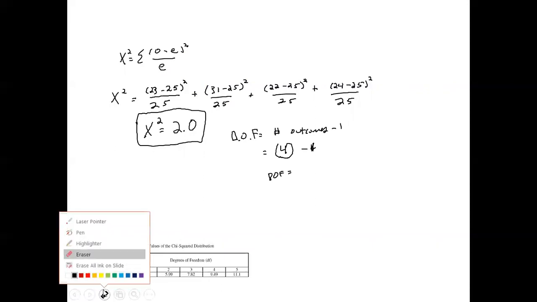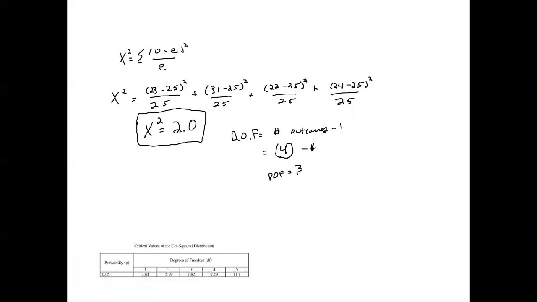A lot of people get here and think the problem is done, but this is what we're looking at. Our degrees of freedom is three. We're always going to be using the 0.05 probability, and that gives us this value, your critical value. It's really tough to see, but the critical value using 3 degrees of freedom is 7.82. I remind you that if your chi-squared value is greater than your critical value, you have to reject the null. If your chi-squared value is less than your critical value, you fail to reject.